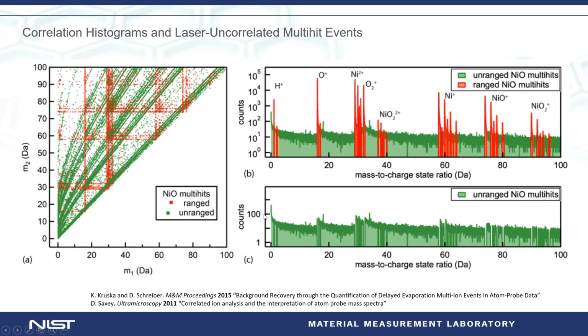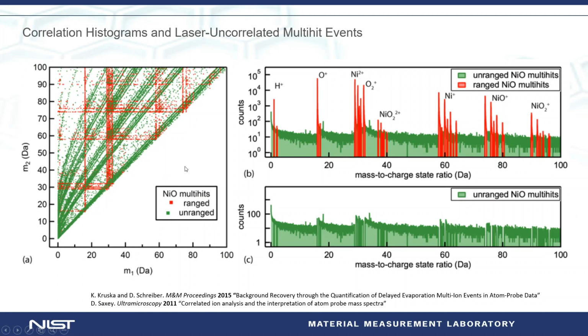Here's some work from Karen Kruska and Dan Schreiber, where they noted that the red dots in this correlation histogram are the events, or the ions, that are typically counted and ranged. The green dots are the ones that are typically just background. However, there's quite a bit of structure here, and where there's structure, there's information.